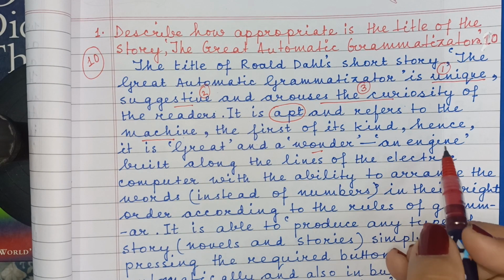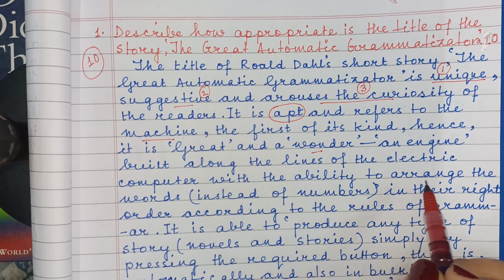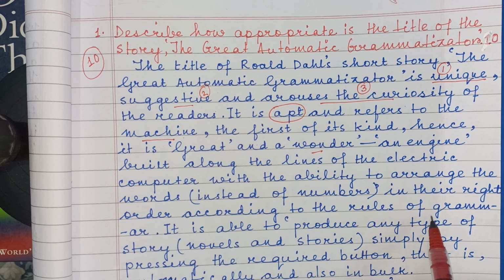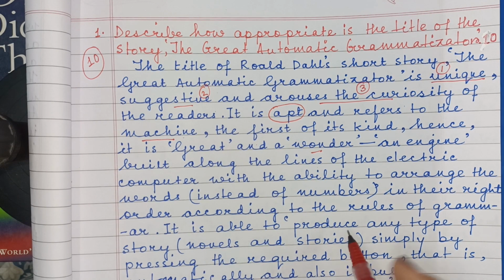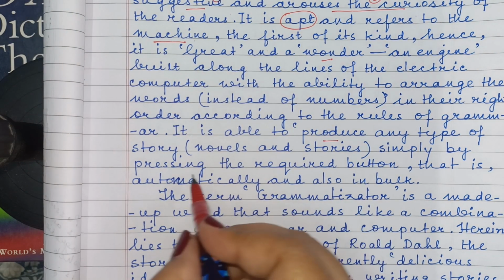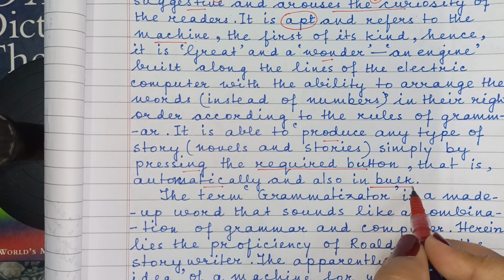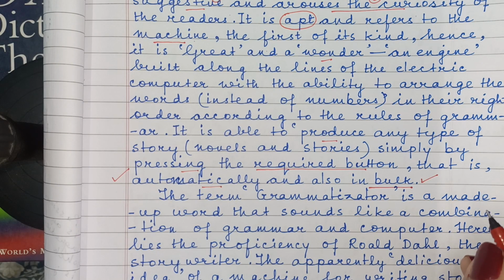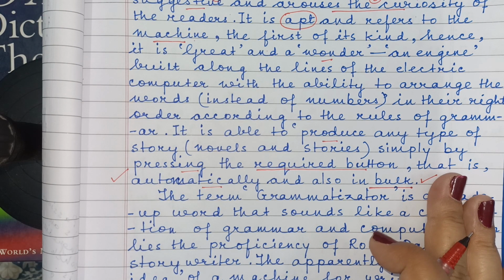Come on. An engine built along the lines of the electric computer with the ability to arrange the words instead of numbers in their right order according to the rules of grammar. Now this is there in the text. It is able to produce any type of story, novels and stories, simply by pressing the required button, that is automatically and also in bulk. So automation, mechanization, and also in bulk, mass production of stories and novels. This is the purpose of the machine.